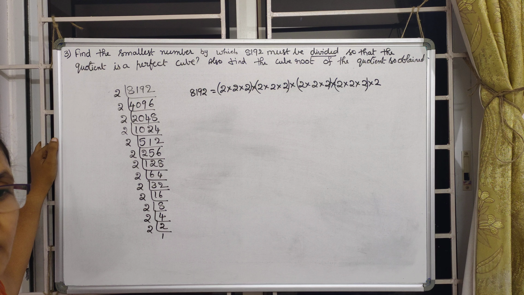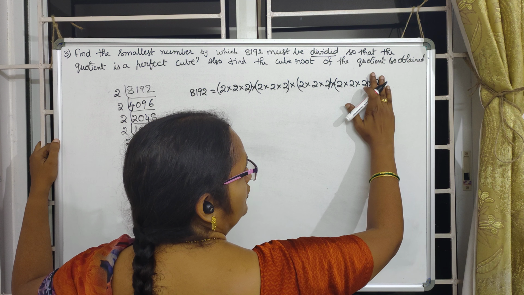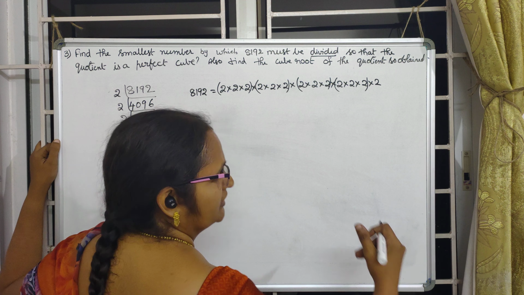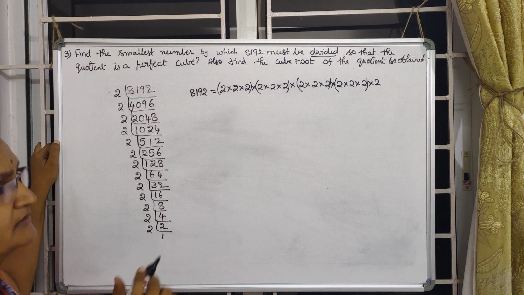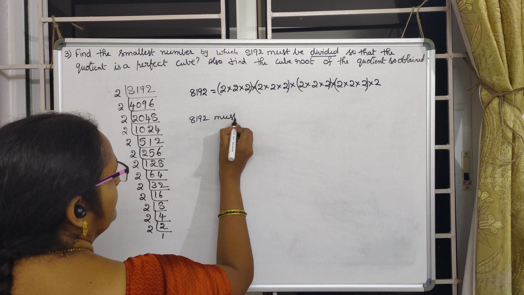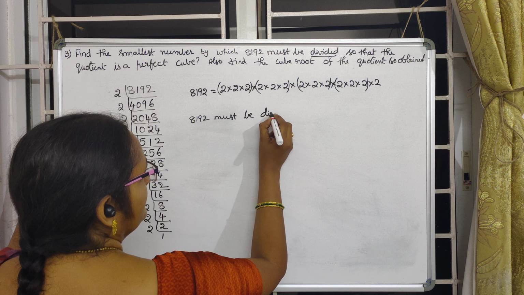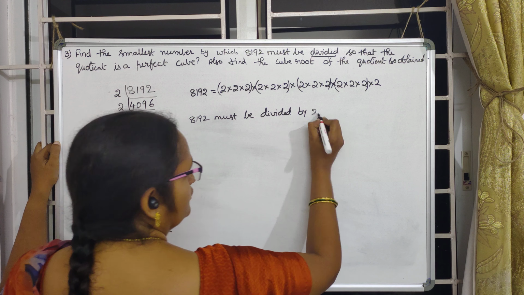To multiply means the product will be much bigger. But here they are asking to divide. Whenever you get a quotient, it will be lesser than the dividend. So to divide, what am I supposed to do? I have to take away this 2. Take away means to remove it. So this number should be divided by only the one number left over. So 8192 must be divided by only a single 2.